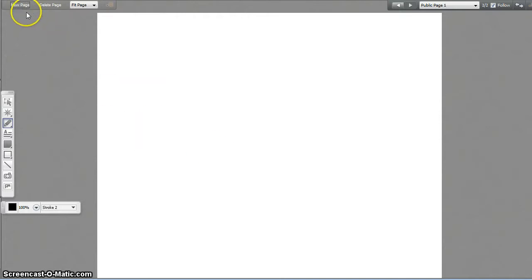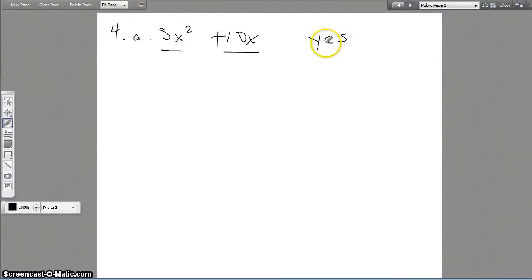Okay, so let's start with number 4. Number 4 says, tell whether or not each of the following expressions is a polynomial. So for part A, we have 5x squared plus 10x. That's supposed to be a plus. A polynomial is when you add or subtract a monomial, or when you add or subtract one or more monomials. Well, we have two monomials there, so this is a yes.